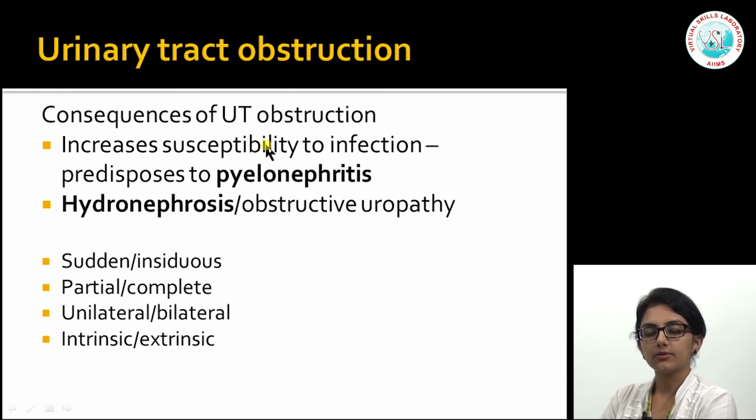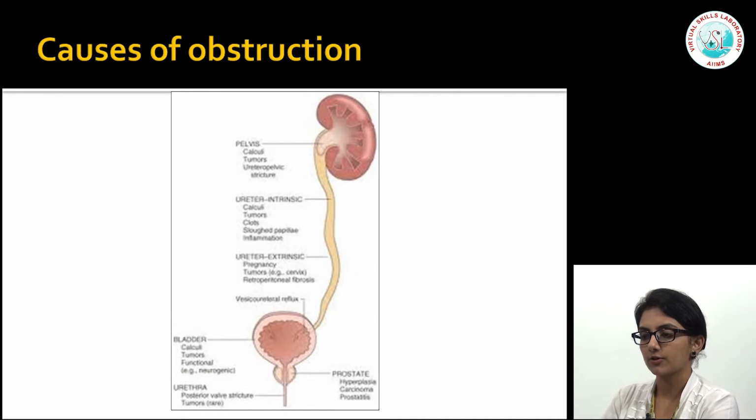Now let us look at urinary tract obstruction. As we have already discussed, this is a very important predisposing factor to pyelonephritis, as well as to obstructive uropathy or hydronephrosis. Now, obstruction in the urinary tract could be sudden or it could be insidious. It could be partial or complete, unilateral or bilateral, and due to intrinsic or extrinsic factors. So these are various ways in which we can look at obstruction. Let's look at some important causes according to the level of obstruction.